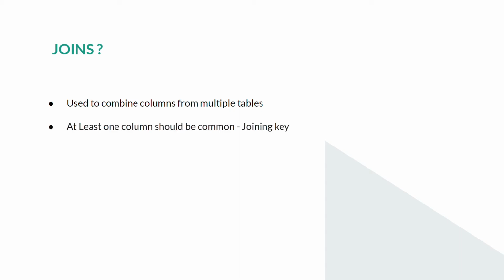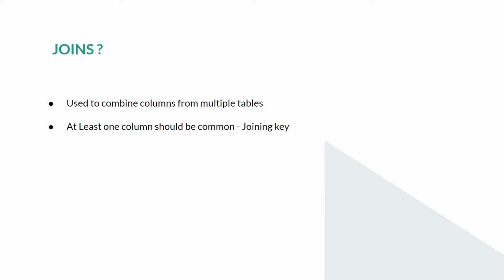In this case, joins are used to combine columns from multiple tables into a single result set. Columns that are common between two tables or two datasets are known as joining keys. It can be one column or multiple columns. Based on the values of these joining keys, the SQL engine will combine these two tables.